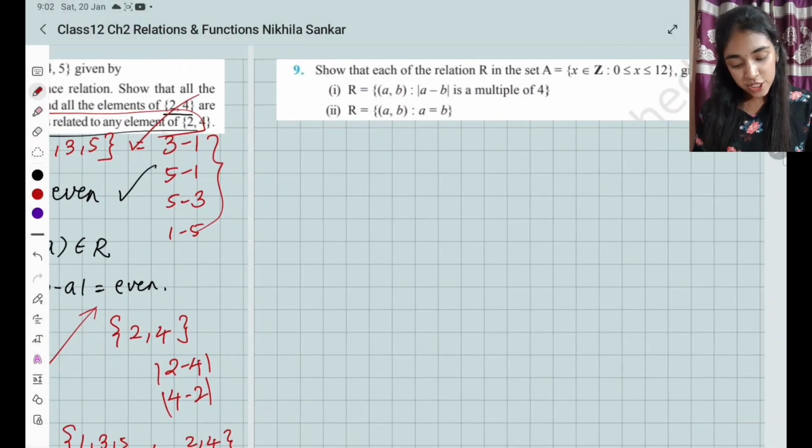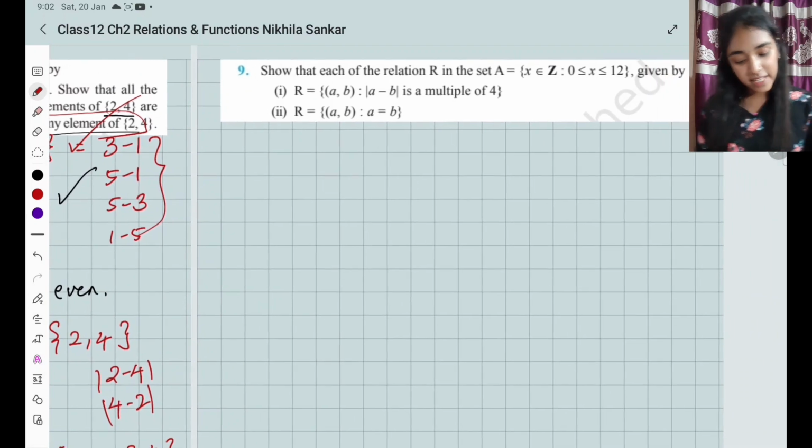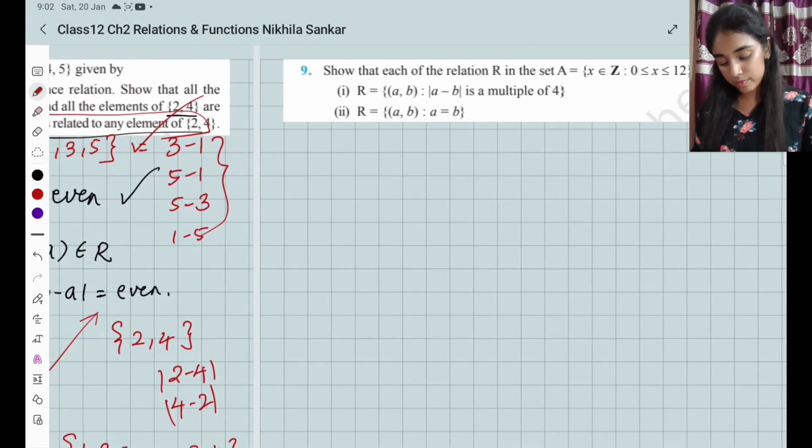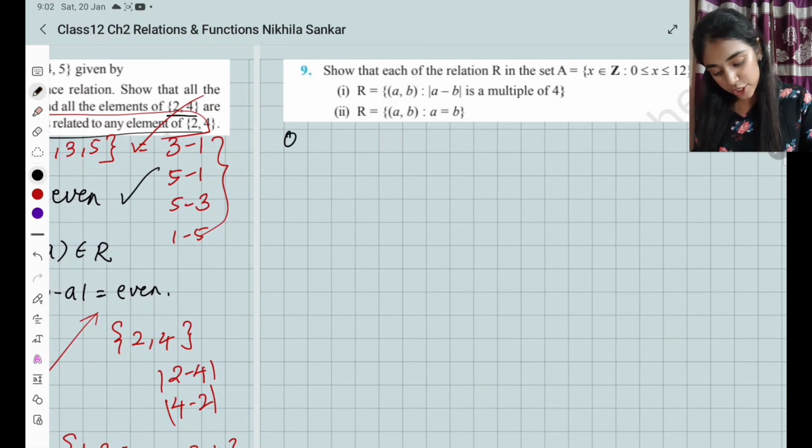Question number 9. Show that each relation where x goes from 0 to 12, given by R, is a multiple of 4. Okay, now multiple of 4 is our condition. X's value travels from 0 to 12.